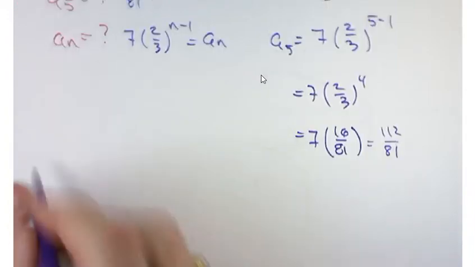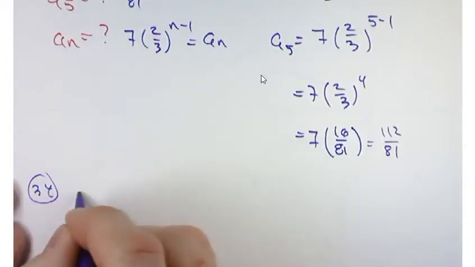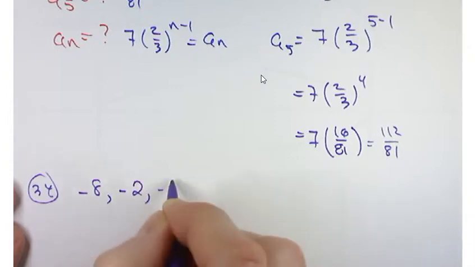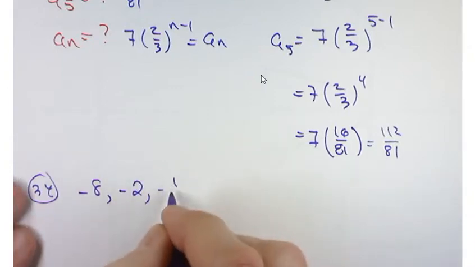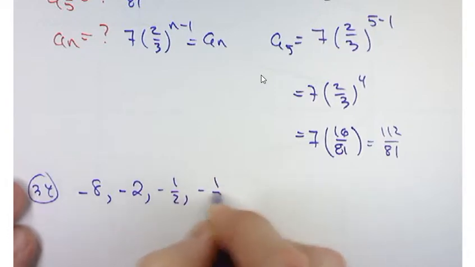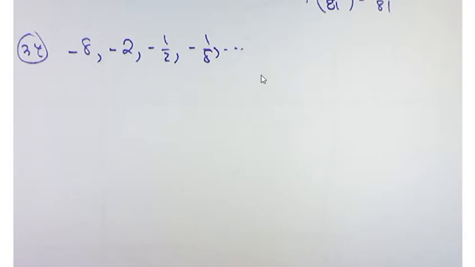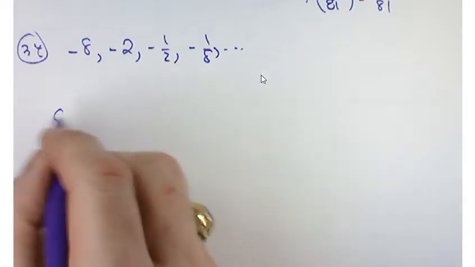So we'll do problem 34: -8, -2, -1/2, and -1/8. So similar kind of thing on that one. Let's see if we can determine the general term here. That's all we're looking for, a sub n.